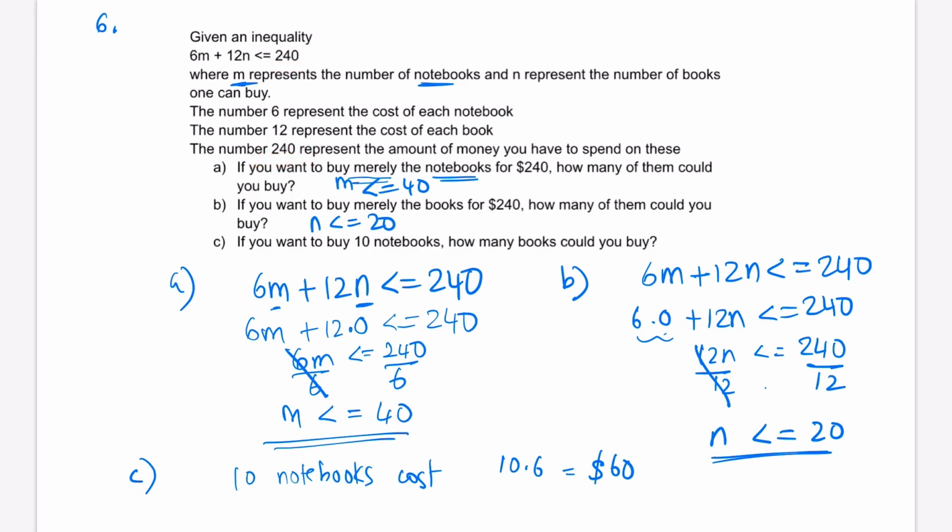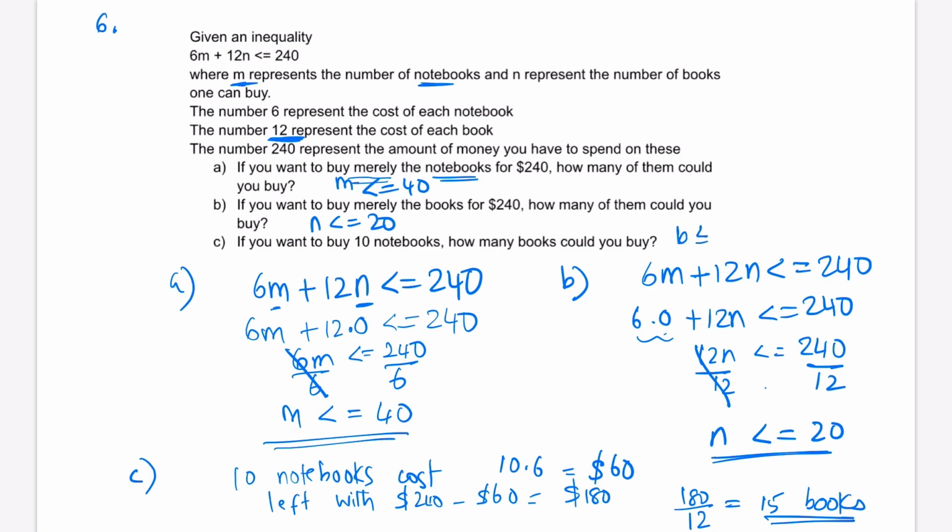So in this case you are left with $240 minus $60, which is $180. Okay, with $180 and with books being priced $12 a book, how many can you buy? So you can buy up to 180 over 12, which is 15. So you can buy up to 15 books. Alright, you can buy up to 15 books. Books is less than or equal to 15. That's the answer for this third problem.